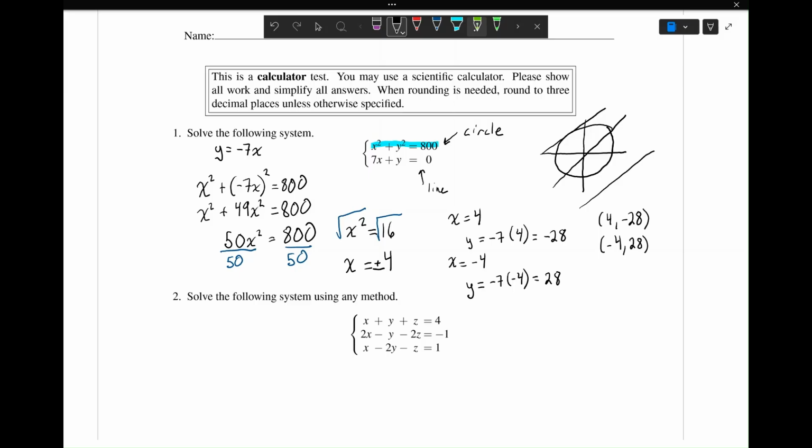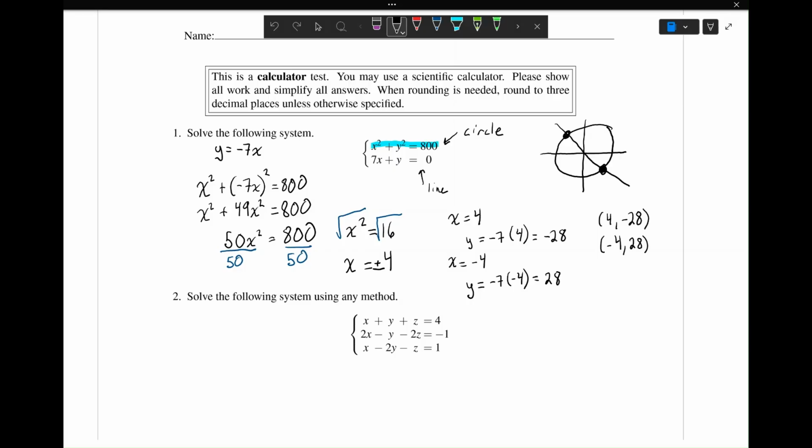And looking at our graph, that 4, negative 28, that tells us that instead of having a line going upward through my circle, it looks like I have a line going like this, and that 4, negative 28 is down on the right, that negative 4, 28 is up on the left.